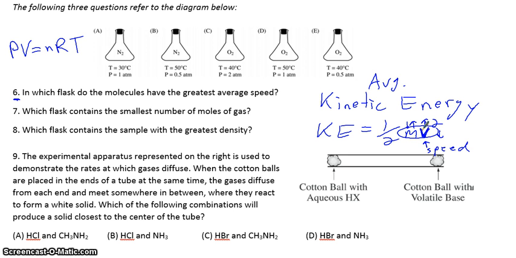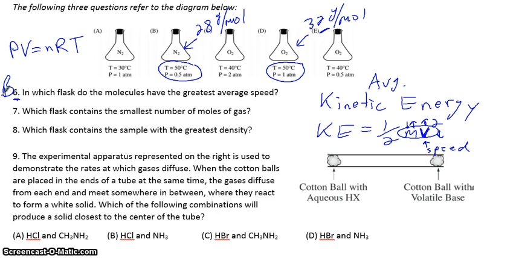So we're actually looking for the highest temperature. Now we have 2 high temperatures here. We have 50 degrees Celsius for this flask. We have 50 degrees Celsius for this flask. So now we take a look at the type of molecules present. Here we have nitrogen. Here we have oxygen. The question is, which is heavier? Nitrogen, being diatomic, is 28 grams per mole. Oxygen, also diatomic, is 32 grams per mole. Oxygen turned out to be heavier, which means it travels slower, so nitrogen wins. So in this case, flask B would be the correct answer.